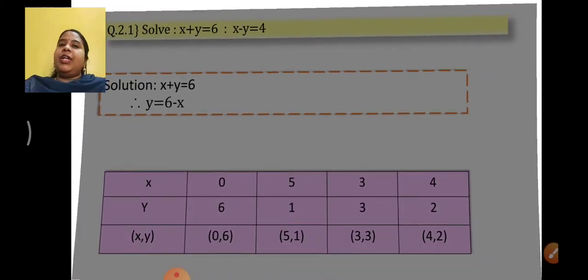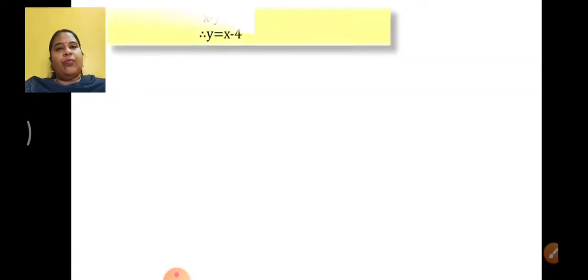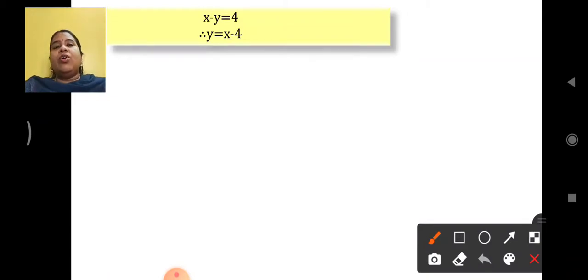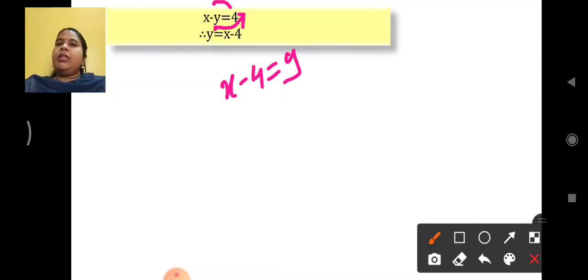Same way, we will take the second equation now, which is x minus y is equal to 4. Here also I will express it in terms of y first. For that, what is to be done? This minus y is to be shifted this side. It will become plus y. And x I can bring this side. So it's x minus 4 is equal to y. Again the same method. You need to assume 4 values of x and accordingly get corresponding values of y for it.